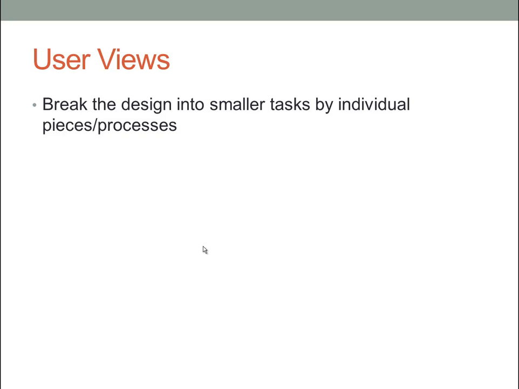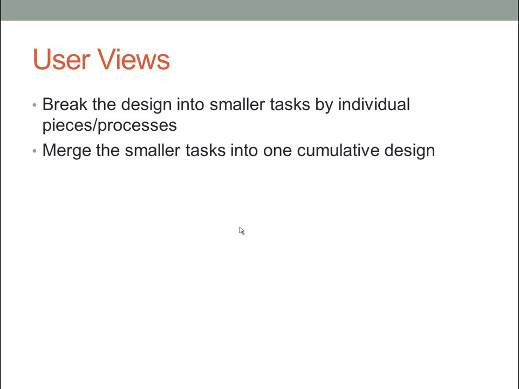So with the information level design, either way, you need to understand what user views are. User views are, instead of trying to bite off the entire thing at once, you figure out one specific user or group of users, what they need, and you break this overall design down into smaller tasks by each individual piece or process. And then after you have designed each small task, you're going to merge them together into one cumulative design.